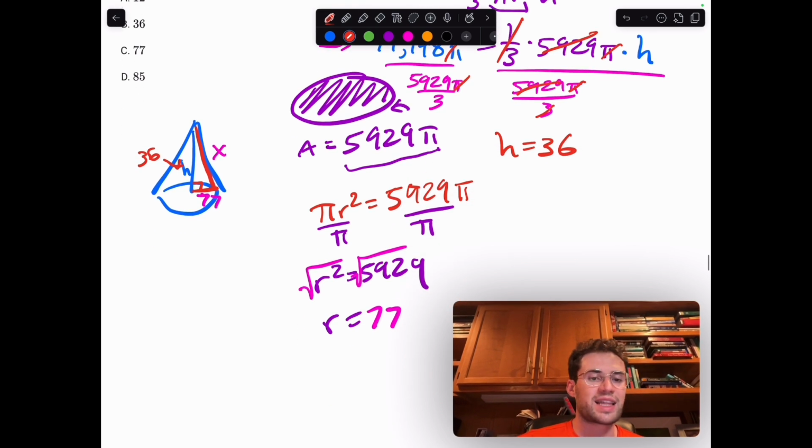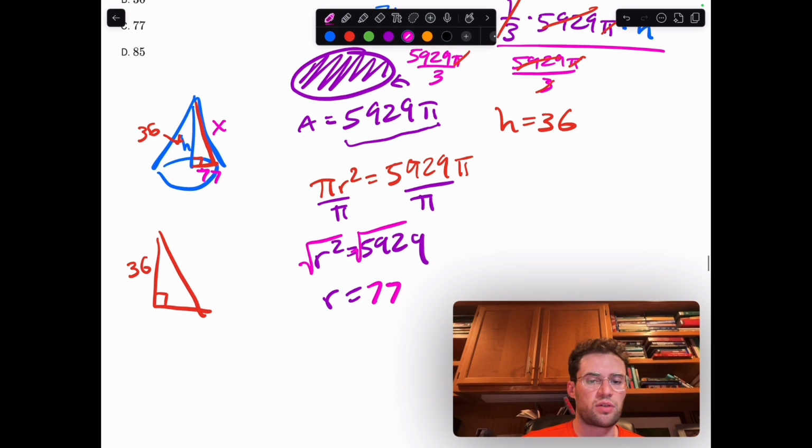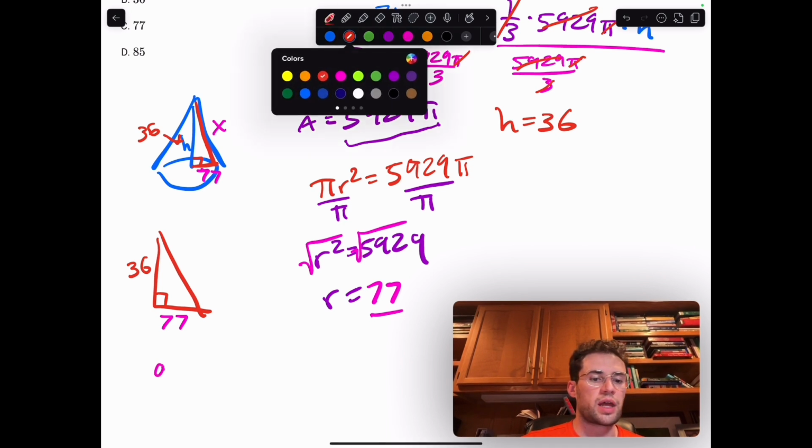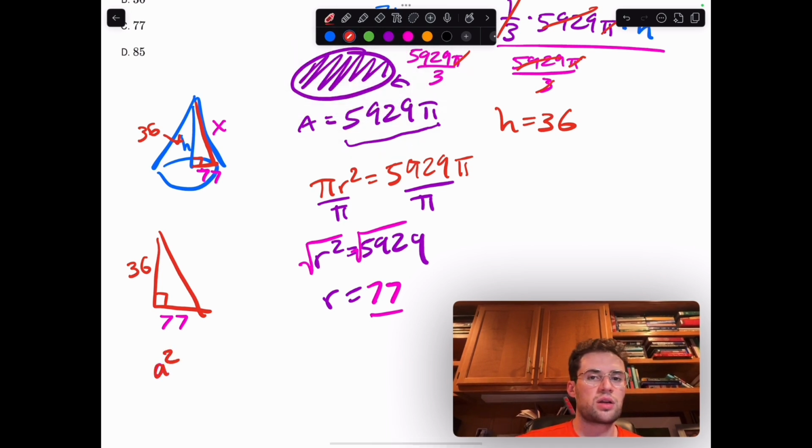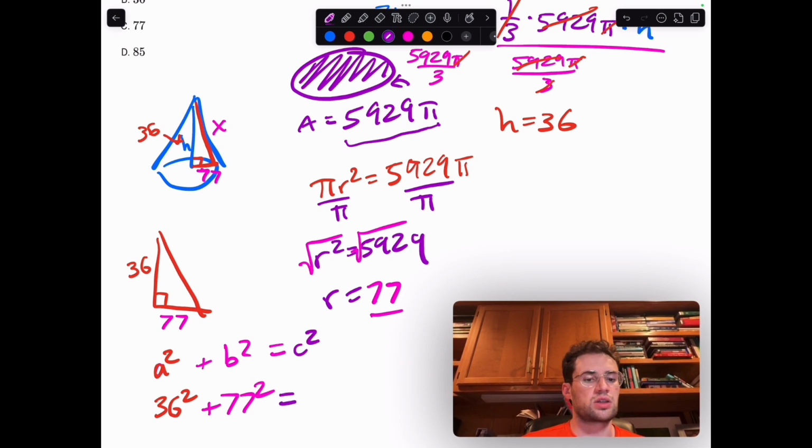Now, the way that we can find the slant height, what I labeled x there, is using the Pythagorean theorem. We draw a right triangle. The height is here, so that's 36, what we just found. The radius was what we found here by doing the square root of 5929. That's 77. And then you just do the legs, each of the legs squared. So a squared, which is in this case 36 squared, plus b squared, which is 77 squared, will be equal to that slant height. Usually I'd write it as c squared. In this case, I'll write x squared, because that's how I labeled it on the diagram.